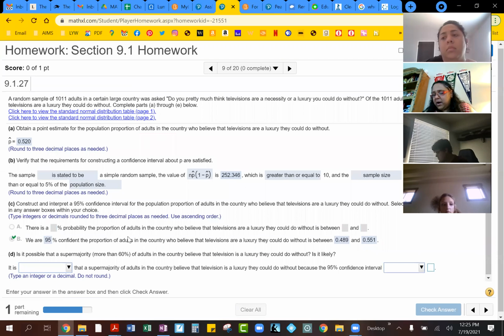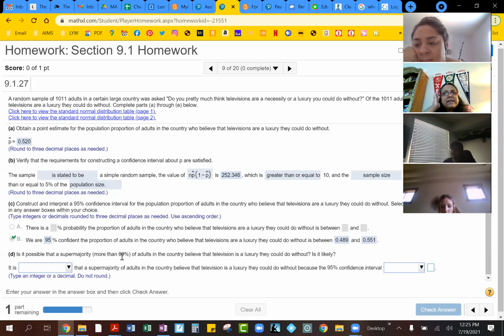And then the last part here is basically saying, is it possible that a supermajority, which would be more than 60% of the adults in the country, believe that the television is a luxury they could do without? Is it likely? So look at your confidence interval over here. We are going from 0.489 to 0.551. Now 60% falls outside of that range, right? Because we're stopping right at basically 55.1%.